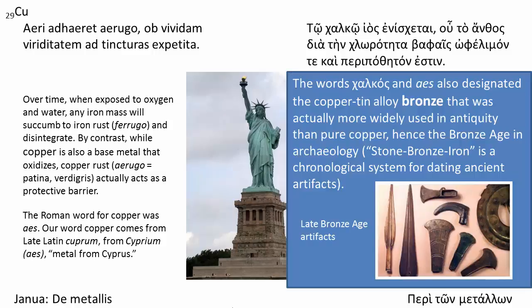The words kalkos and aes also designated the copper-tin alloy bronze that was actually more widely used in antiquity than pure copper, hence the Bronze Age in archaeology. Stone Age, Bronze Age, Iron Age is a chronological system for dating ancient artifacts. The Roman word for copper was aes. Our word copper comes from late Latin cuprum, from cyprium aes, metal from Cyprus.